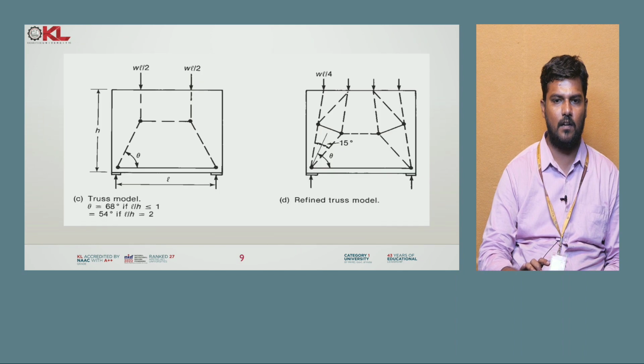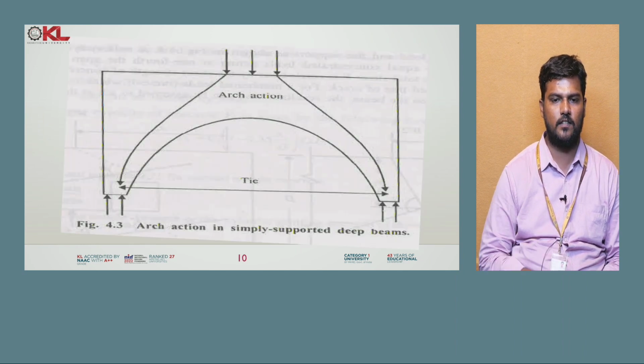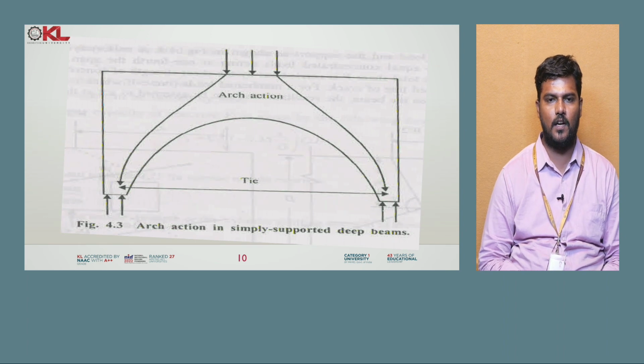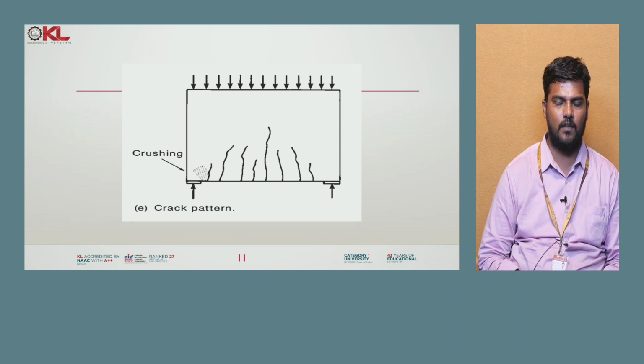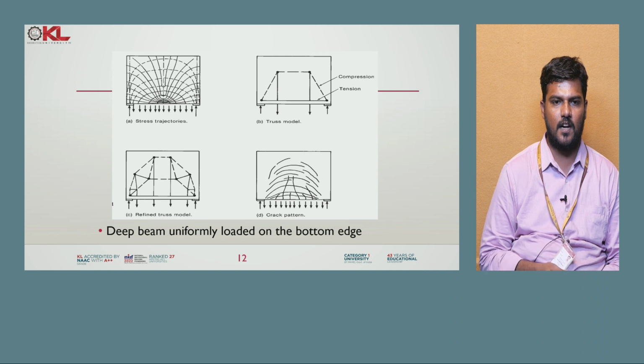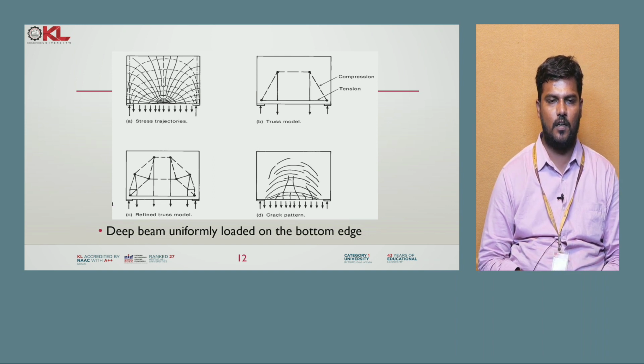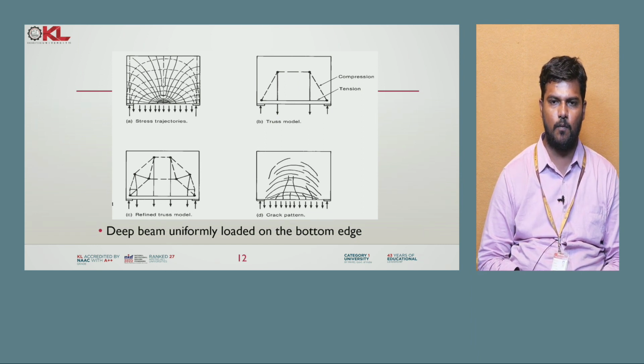So, coming to the arch section. In the case of the arch section, that is a simply supported beam in which the loading is applied at the center portion, that is, from the top portion. You can see the crack pattern. If the top load is applied, the crushing will start from the bottom portion of the beam. And coming to the stress trajectories, those will be uniformly distributed throughout the beam. And in the case of the truss model, we can have both compression as well as tension phases. The same in the case of the refined truss model also, we will get both the compression as well as the tension zone.